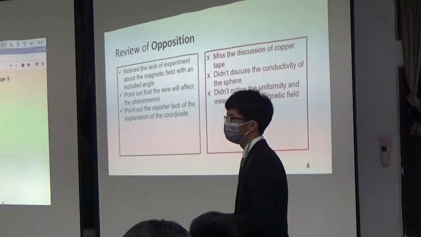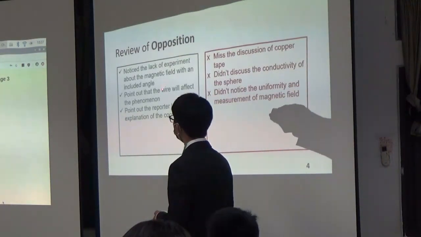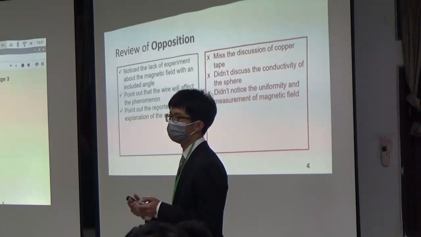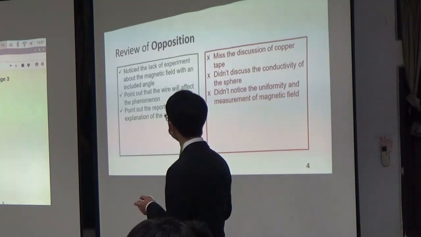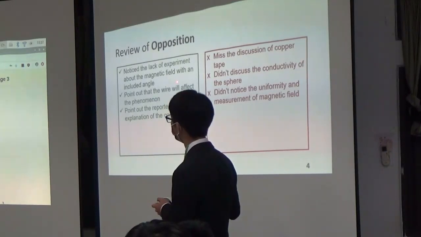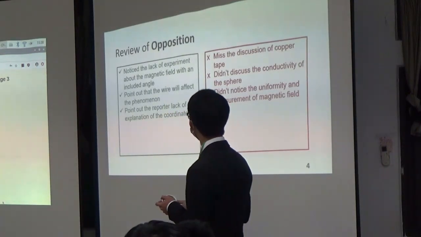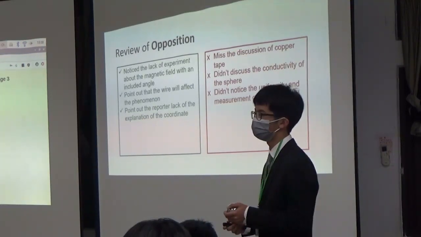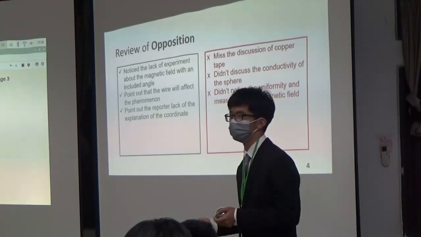And this is a review of the opposition. So the first is that he noticed the lack of experiments about the magnetic field with an included angle. However, he didn't notice the uniformity and measurements of the magnetic field in his discussion.